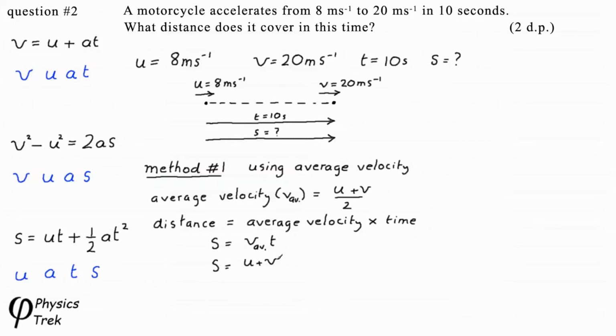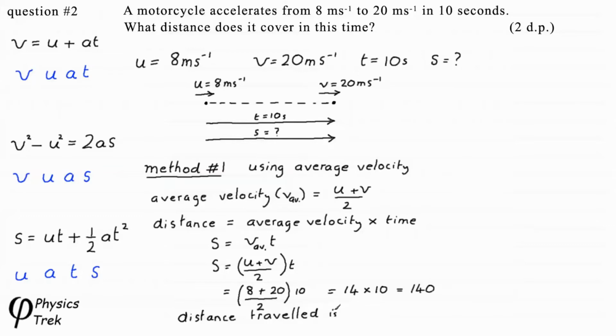Okay, now VAV is U plus V over 2, so S is equal to U plus V over 2 times T. Put in these numbers, 8 and 20 over 2, multiplied by 10, which gives us 140. And here's our answer. Distance travelled to 2 decimal places is 140.00 meters.